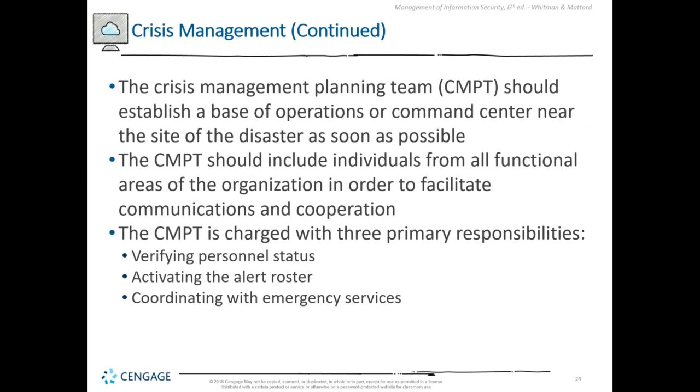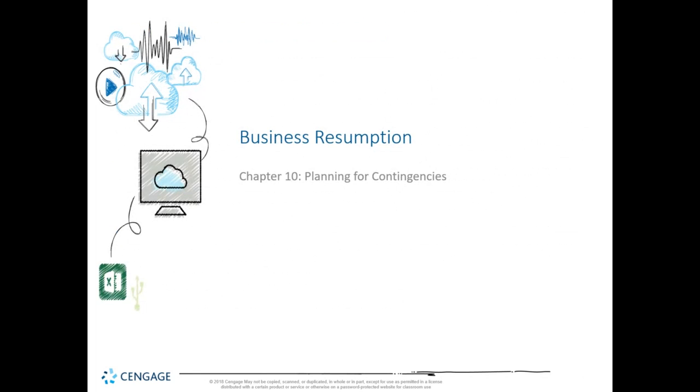Now, the crisis management planning team should establish a base of operations near the site of the disaster as soon as possible. They're going to be charged with three primary responsibilities: verifying personnel status, activating the alert roster, and coordinating with emergency services. And this team, the CMPT, should include individuals from all functions of the organization, from all different departments, to make sure that the departments can communicate and work together.